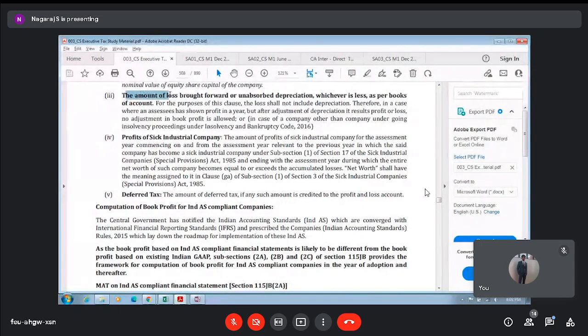See, the amount of loss brought forward or unabsorbed depreciation. They have used the word 'or'. Or means what? Either loss or unabsorbed depreciation. Any one of those two, what they are telling? Either loss or unabsorbed depreciation, whichever is less, of what?